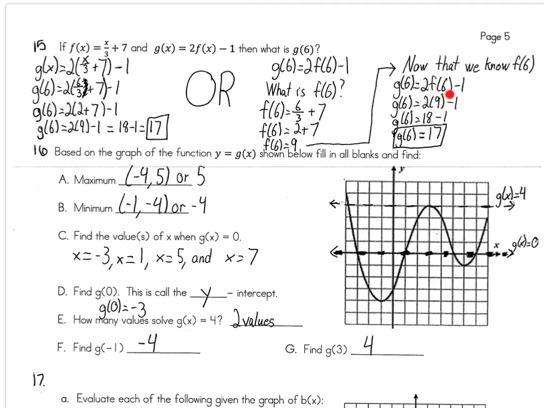So we rewrite it, just like what we did up here. And instead of f of 6, we're putting in the number 9. And that's just multiplication, so 2 times 9 minus 1 is 17.